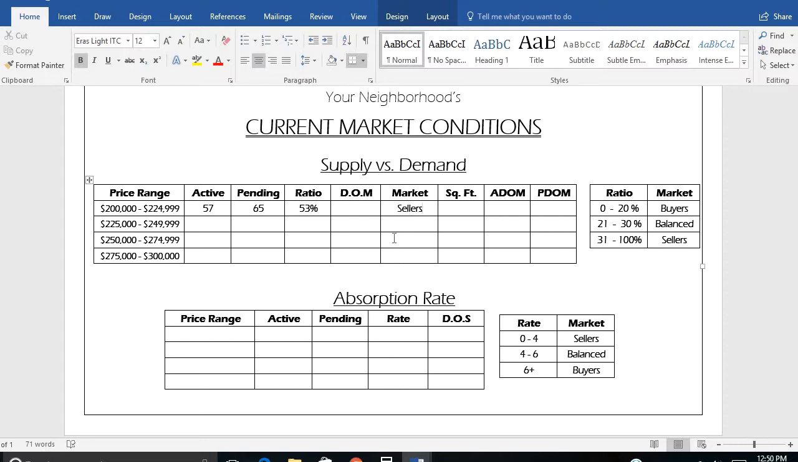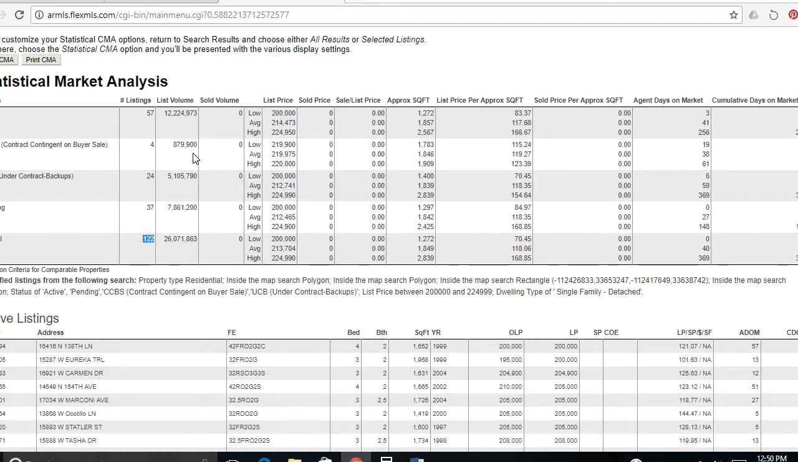If I can type. Okay. So now we just need the overall days on market, square footage, active days on market, pending days on market. Going back to our analysis here, the average square footage, if we look at the overall, go to square footage, 1849, right? Because we got the low, average, high. We want the average, 1849.